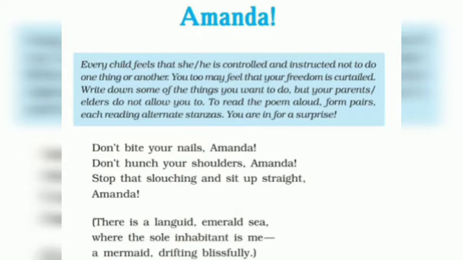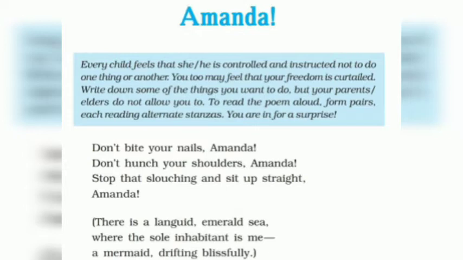Next poetic device is imagery. Imagery is when a phrase or line provokes some imagination in the reader's mind. And here the phrase drifting blissfully is an example of imagery. Next poetic device is rhyme scheme. And here the rhyme scheme is AA, BA, CC, CC. I repeat, AA, BA, CC, CC.